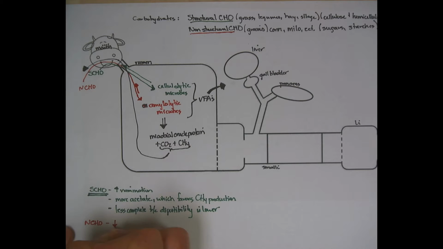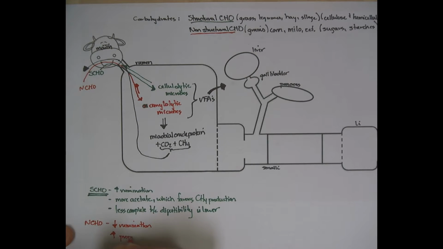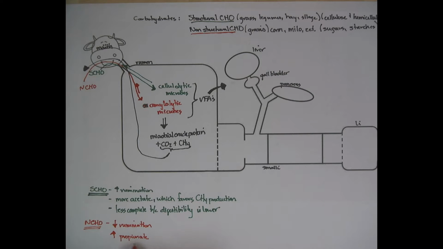Okay, if we look at non-structural carbohydrate, we tend to have a decrease in rumination, an increase in propionate. Okay, and that's a positive thing, right? Because we said last time that propionate provides glucose and that can increase the marbling in the animal. So this is one of the reasons why we feed non-structural carbohydrates to cattle during the finishing phase, is because they're going to use that to produce more propionate, which will increase marbling.